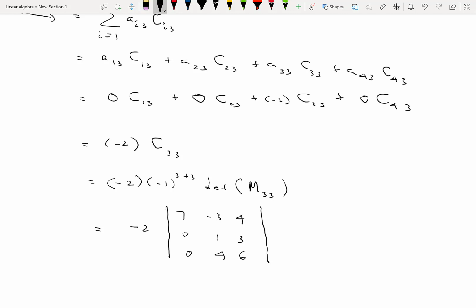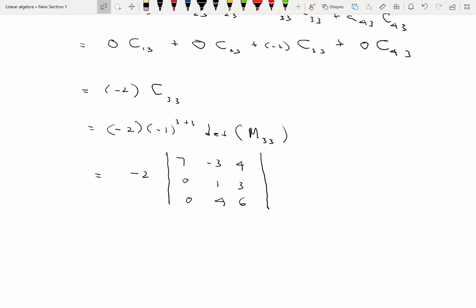Now, we have to evaluate this last 3x3 determinant. But we don't have to expand it about column 3 just because we expanded the original determinant about column 3. What should we do now? We should now expand about the first column. It has zeros in it. So now expand about column 1.